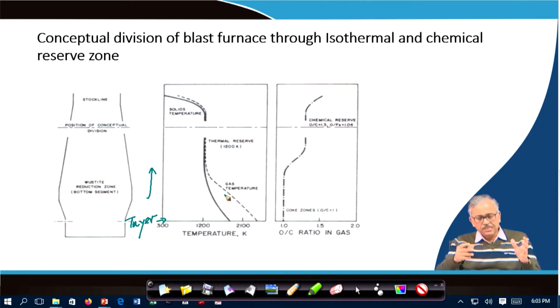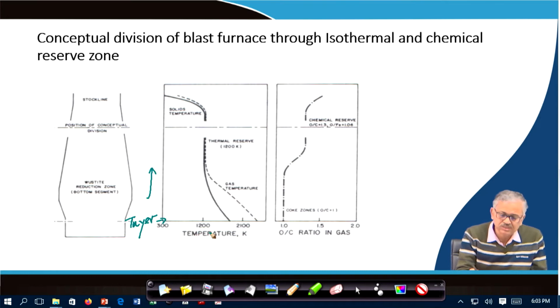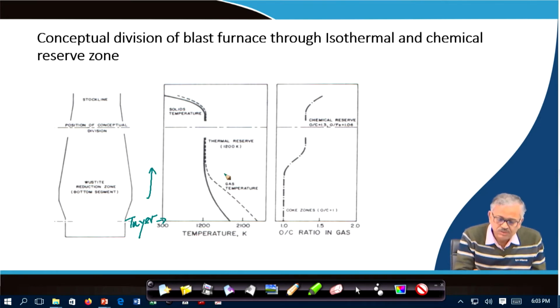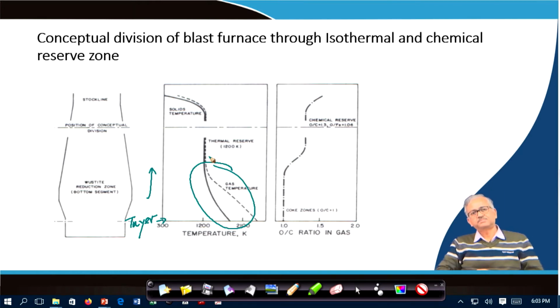So, obviously, in the lower part of the furnace, why is it like this? Because the heat demand of the solid is very high, as a lot of endothermic reactions go on. So, the solid temperature increases from 900 to 1300, while the gas temperature decreases from 2000 to 900 degrees centigrade within a very short distance in the lower part of the furnace. All this heat exchange takes place in the lower part.